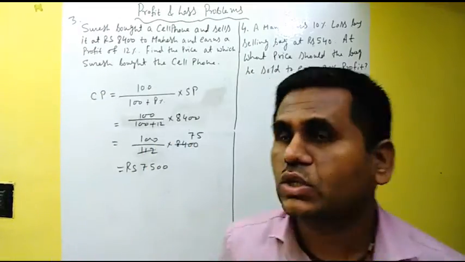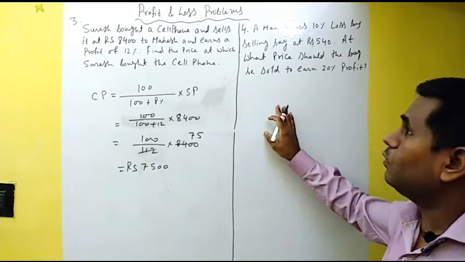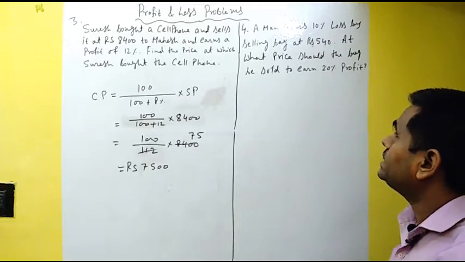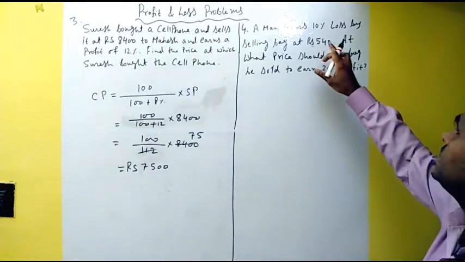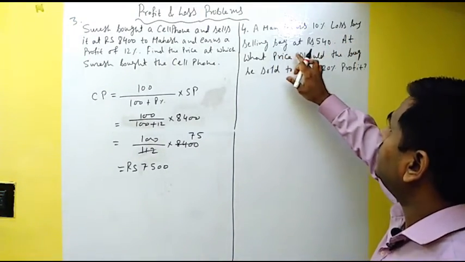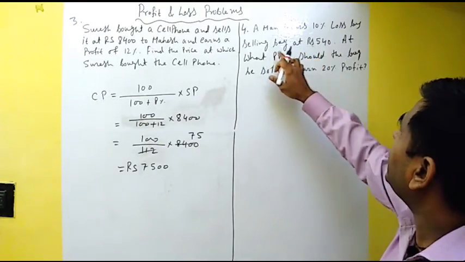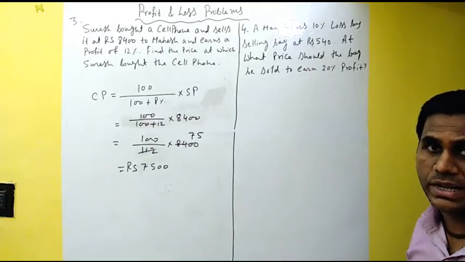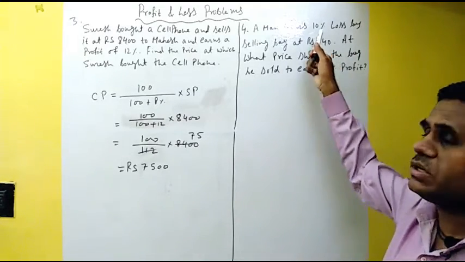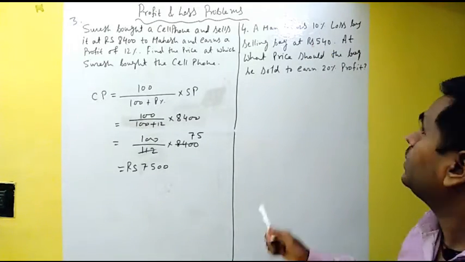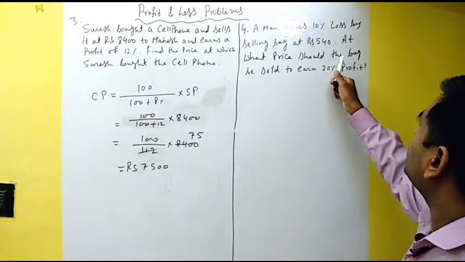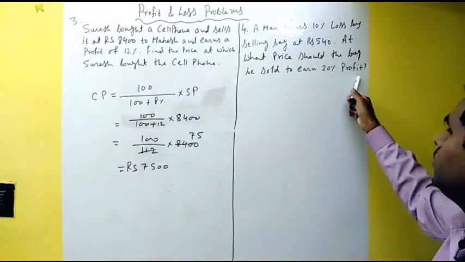Now let us quickly solve the next problem, the fourth one. Fourth problem, it says a man incurs 10% loss by selling a bag at rupees 540. So selling a bag at 540, that means selling price is given and loss percentage is also given. So, at what price should the bag be sold to earn 20% profit?